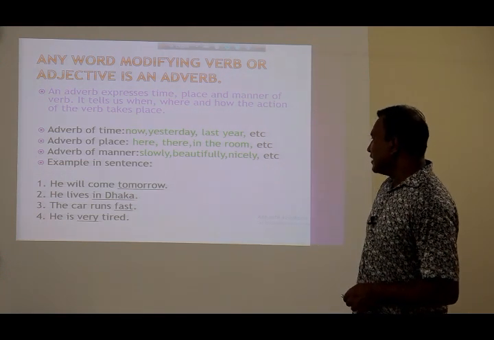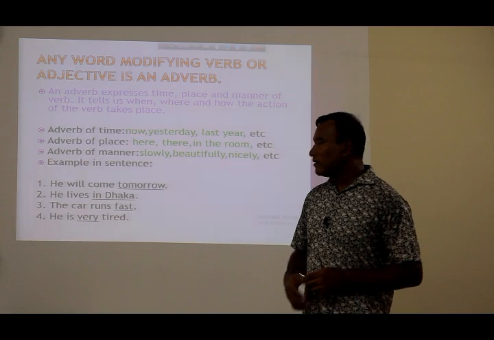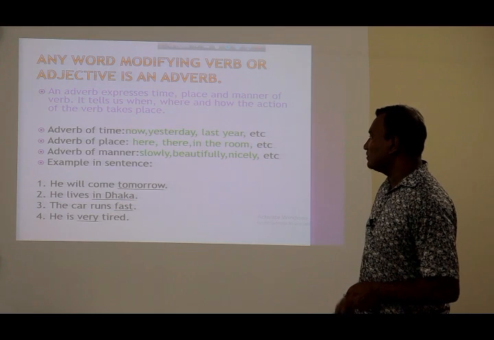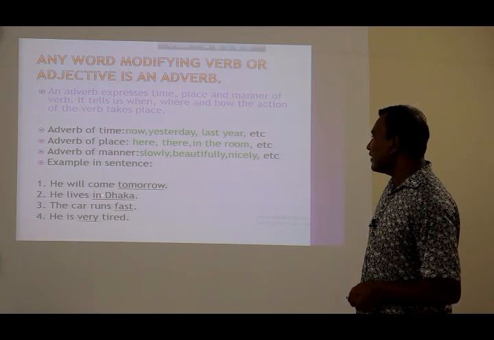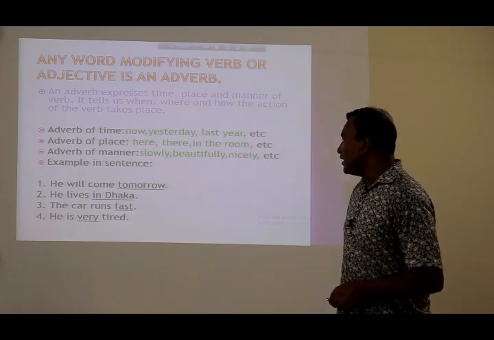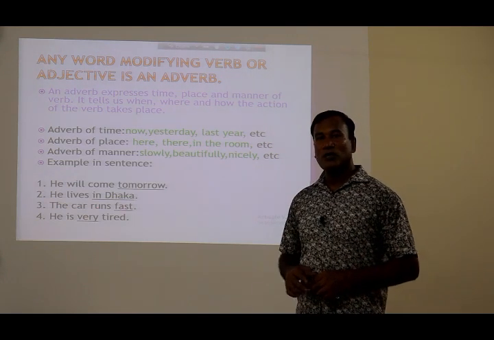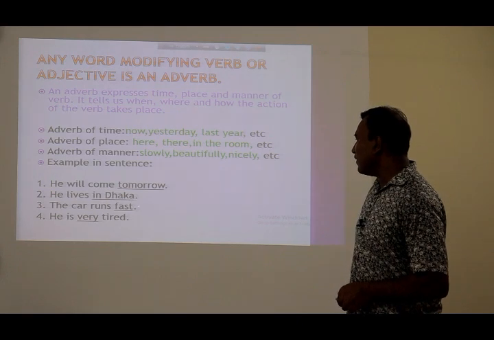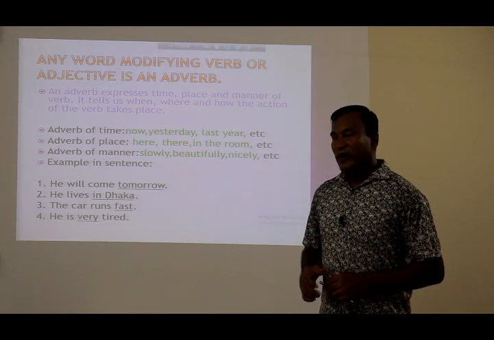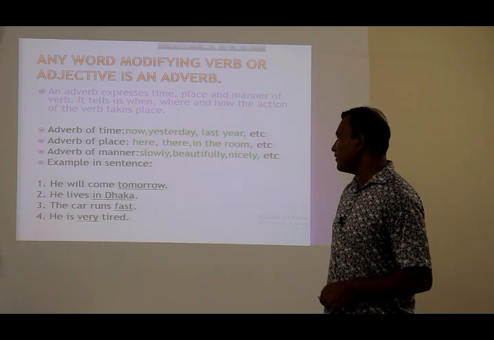Some examples in sentence. He will come tomorrow. Here tomorrow tells us the time of his coming. Tomorrow is an adverb. In second sentence, he lives in Dhaka. In Dhaka is an adverbial phrase. In Dhaka tells us where he lives. Sentence number 3, the car runs fast. Fast tells us about the verb runs. Fast is telling us how the car is running. So it gives information about run, verb. So fast here is an adverb.